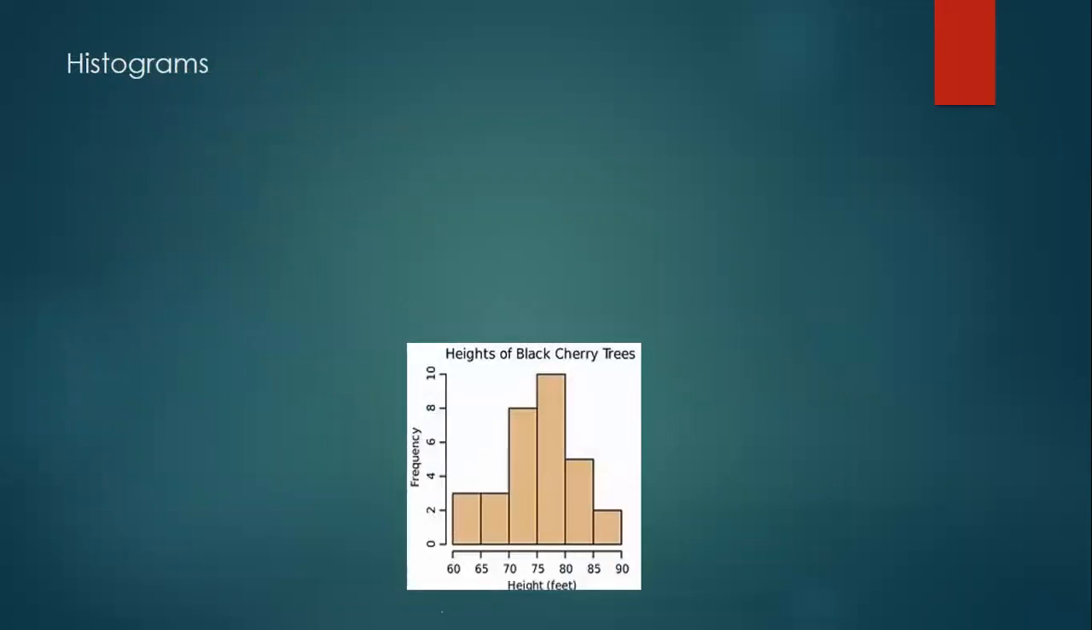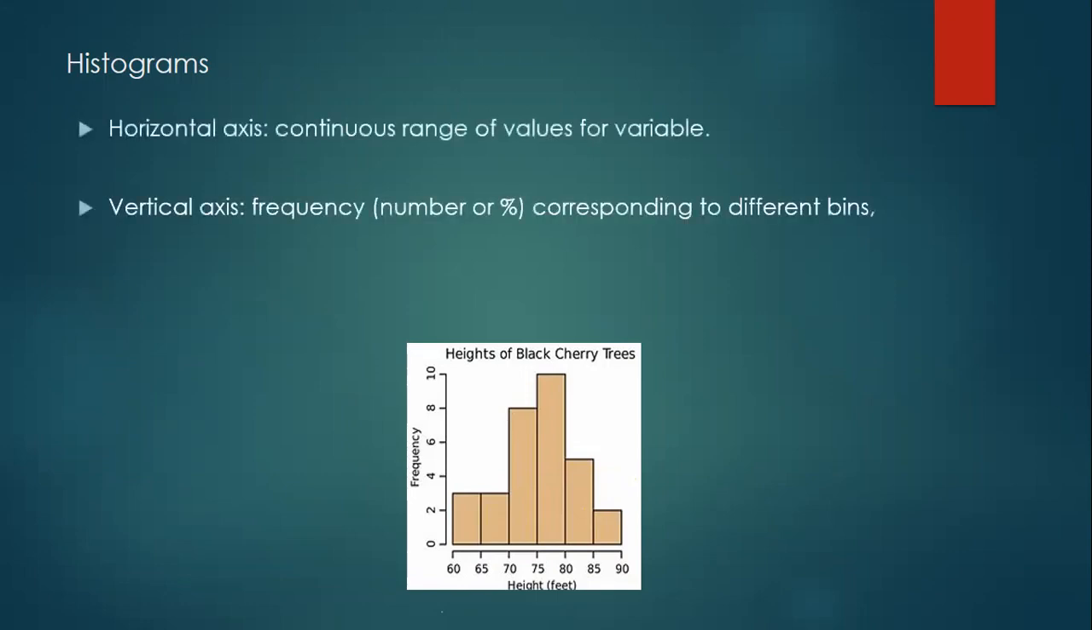Next, we're going to be looking at the histogram. So the histogram is normally used when you have a large data set. So when you have 20 or more, you normally use a histogram. In a histogram, the horizontal axis is a continuous range of values for the variable, while the vertical axis is the frequency, number, or percentage corresponding to different bins.